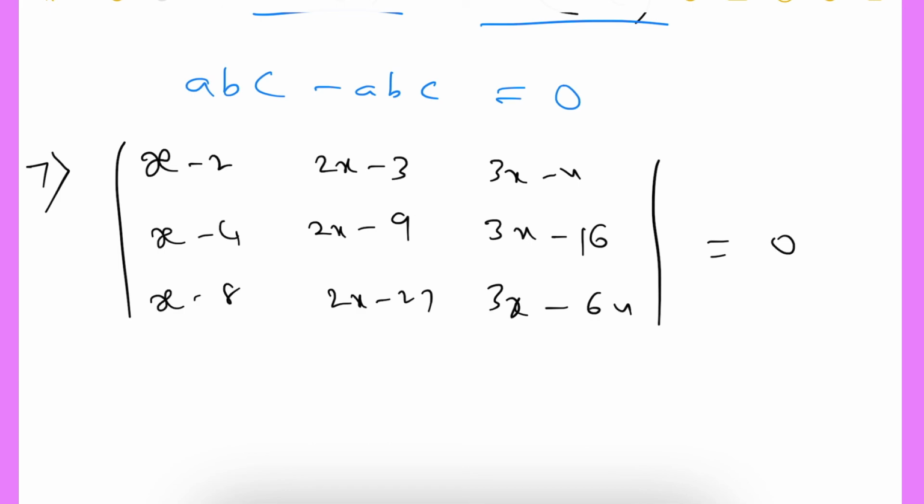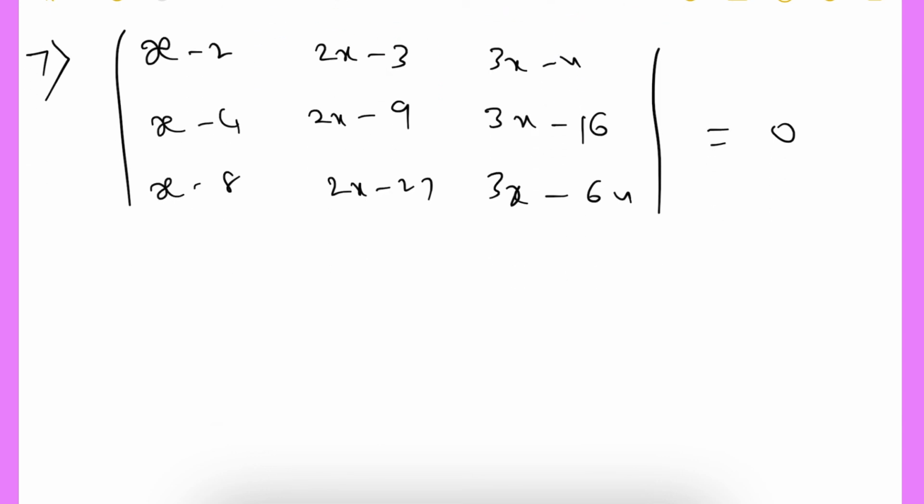He only gave that this total matrix's determinant equals 0. Then find the x value. So first, what I will do for this is change row 2. R2 I will write as R2 minus R1. The same way, R3 I will write as R3 minus R1. Okay, let us do that now.